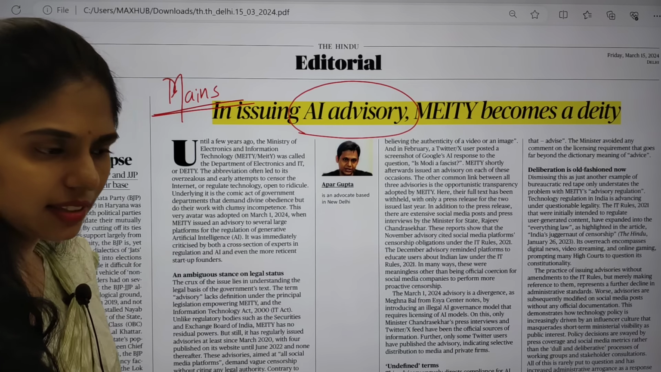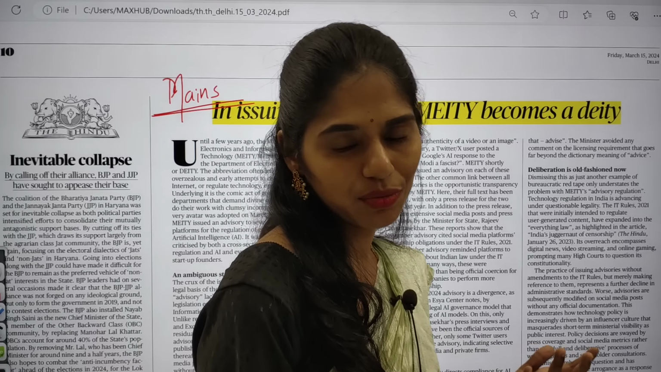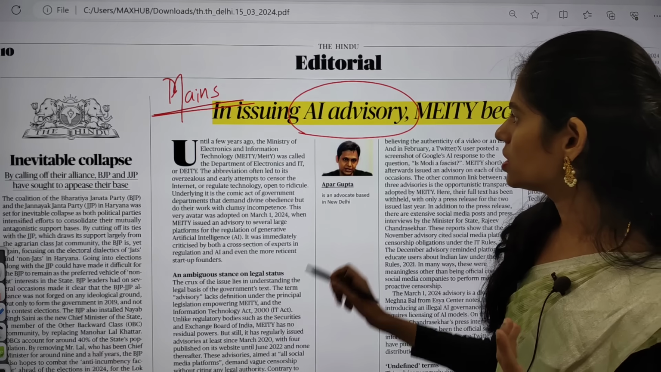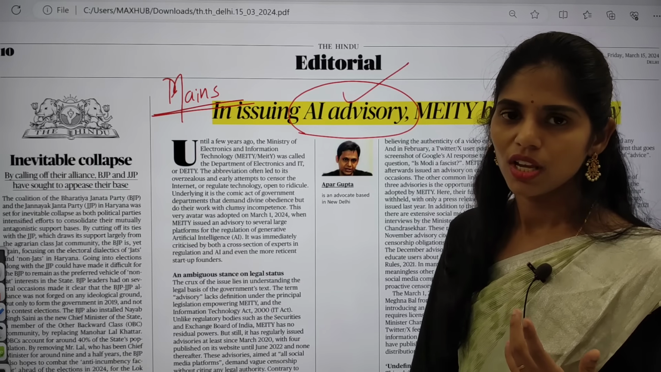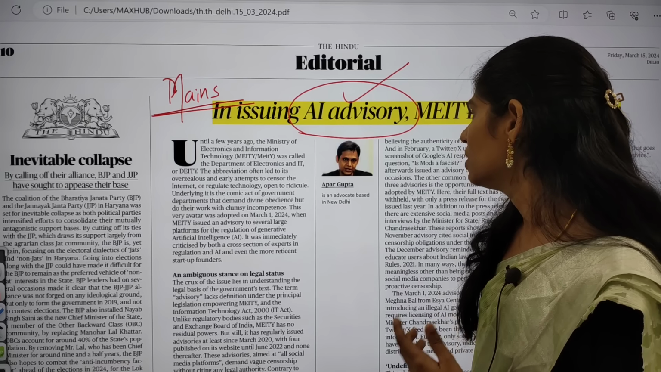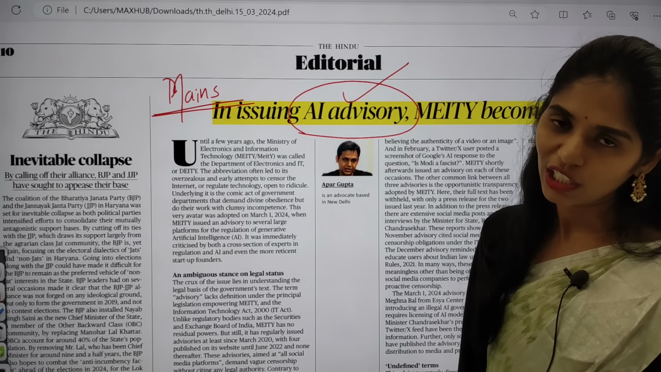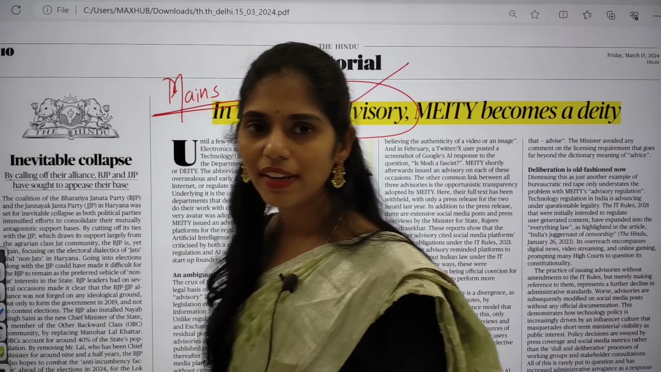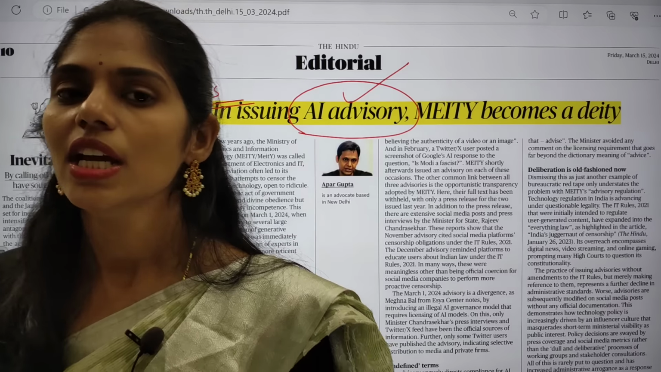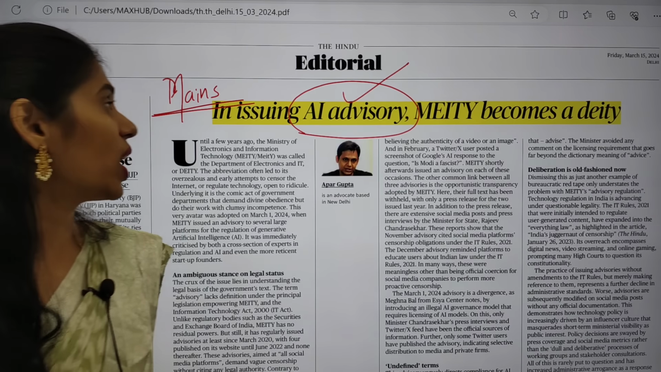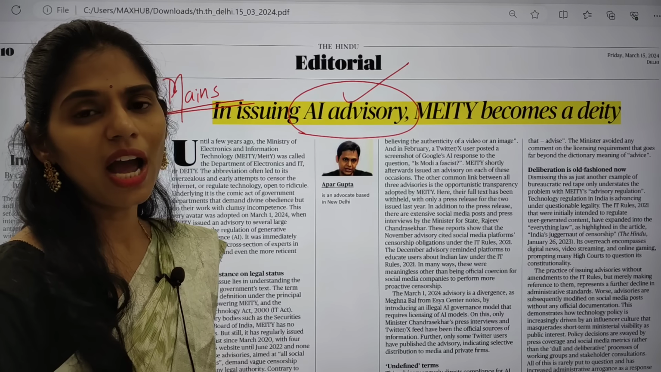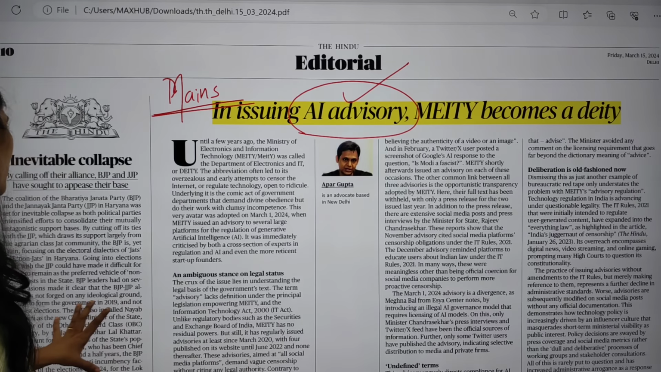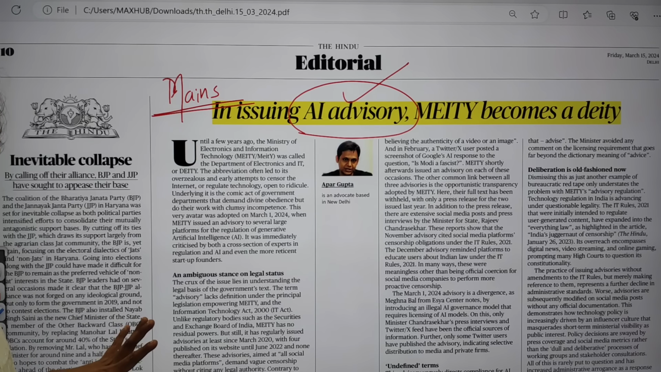Because every day there are lots and lots of developments that we can see in artificial intelligence and machine learning, right? Because of this, yes, we need to control this. So for that, MeitY is nothing but the Ministry of Electronics and Information Technology. It came up with an advisory called the AI advisory, and you have to know at least what the provisions of that are. This is the only article which is important from your examination point of view.